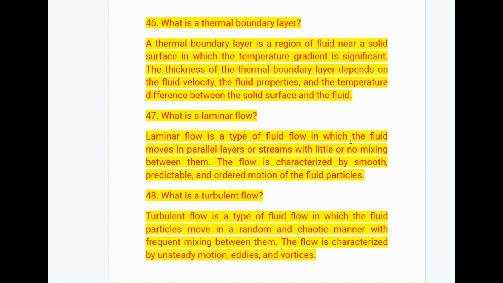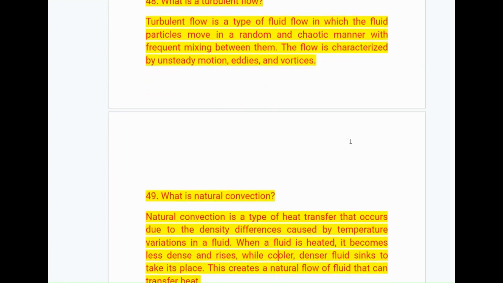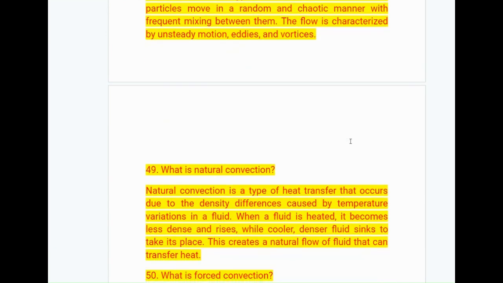48. What is a turbulent flow? Turbulent flow is a type of fluid flow in which the fluid particles move in a random and chaotic manner with frequent mixing between them. The flow is characterized by unsteady motion, eddies, and vortices.